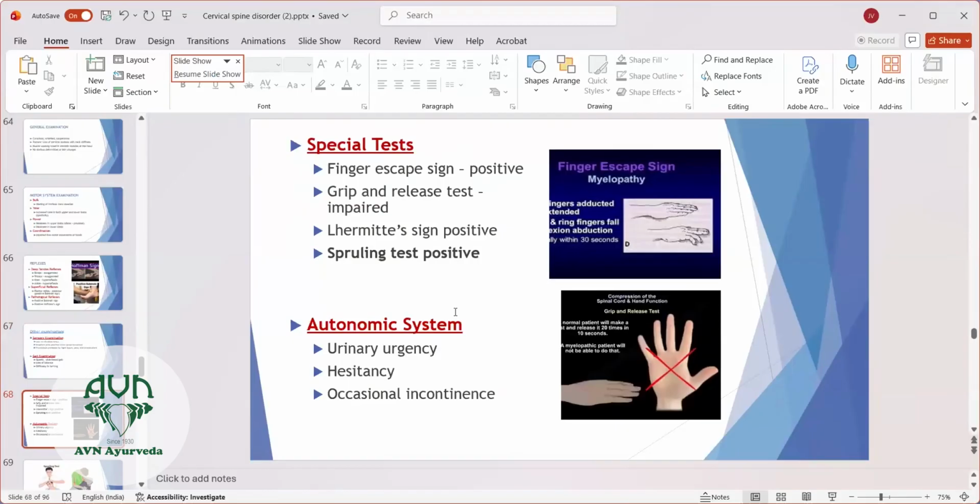The finger escape test sign is positive, the grip and release test is impaired, Lhermitte's sign is positive and Spurling test is positive. Very important: Lhermitte's sign is positive and Spurling test is positive. Grip and release test, that means impaired grip strength. On autonomic system examination, urinary urgency is there, hesitancy is there, occasional incontinence is there.